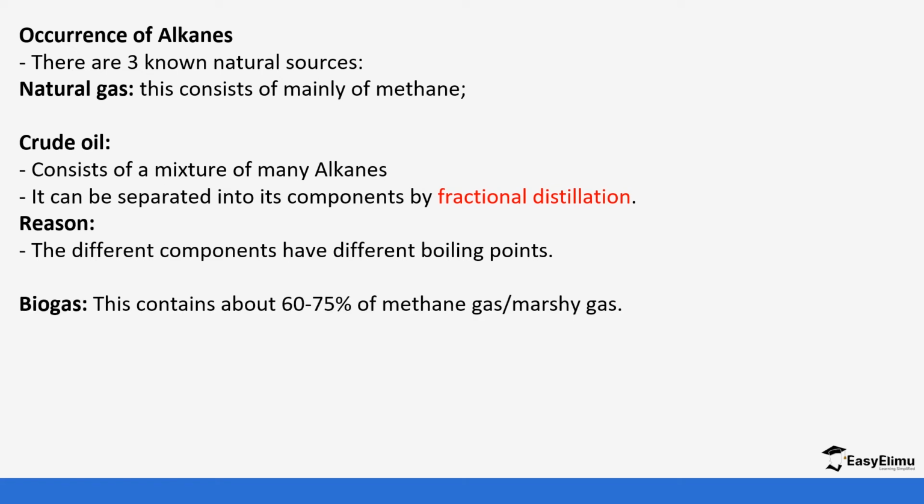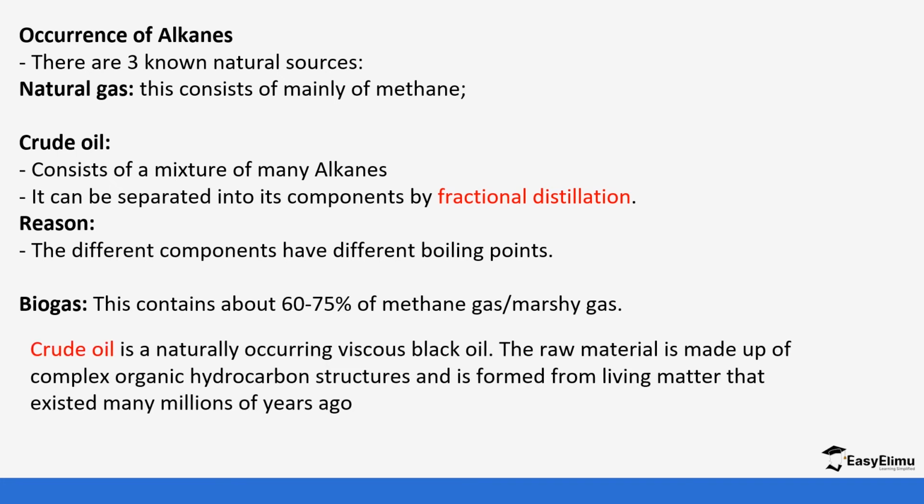And then another source is biogas, which contains about 60 to 75% of methane gas. It's also called marsh gas. This biogas is made mainly by the decomposition of organic matter. So you have heard of the biogas digester that is used to produce electricity, because when these organic substances decompose, they give off methane, which can be used as a source of fuel. Later on, we are going to see the use of this methane in detail.